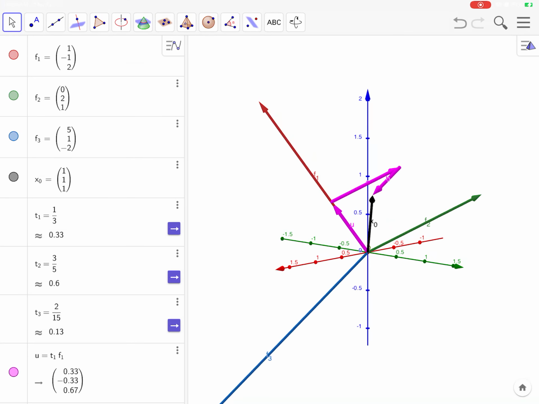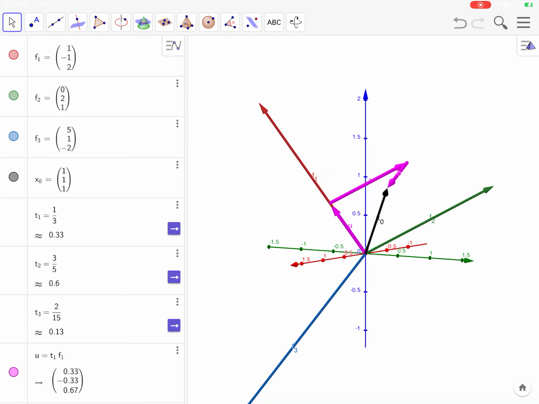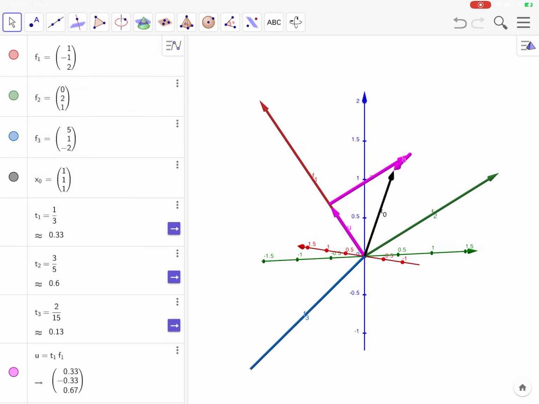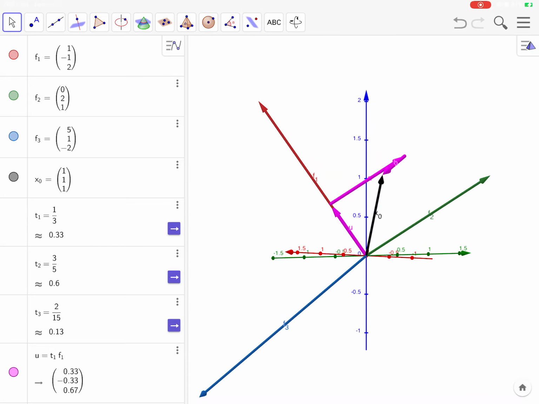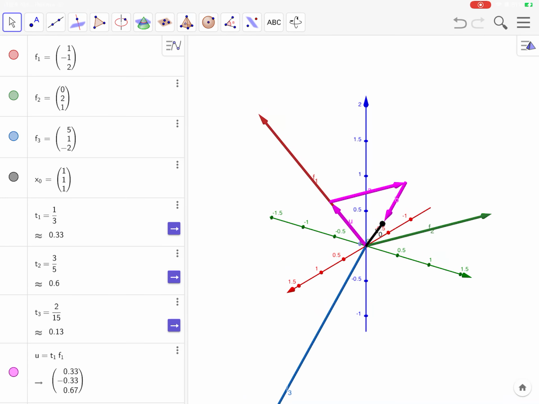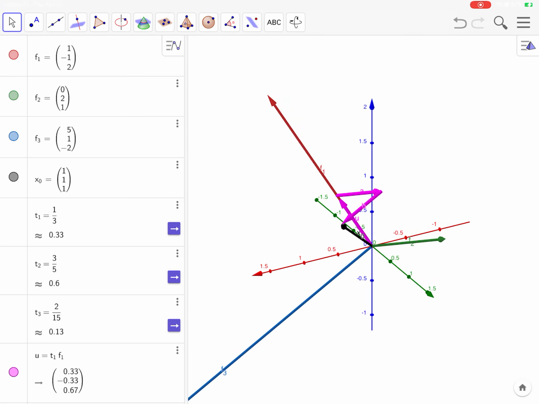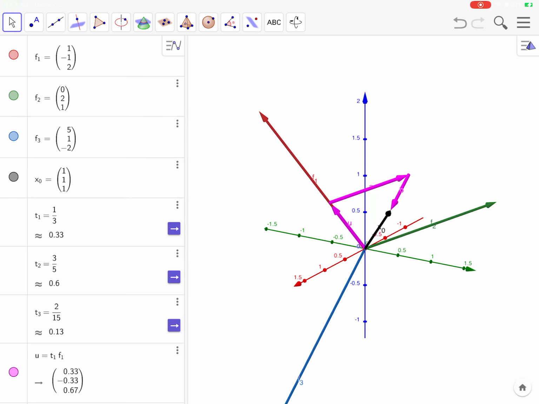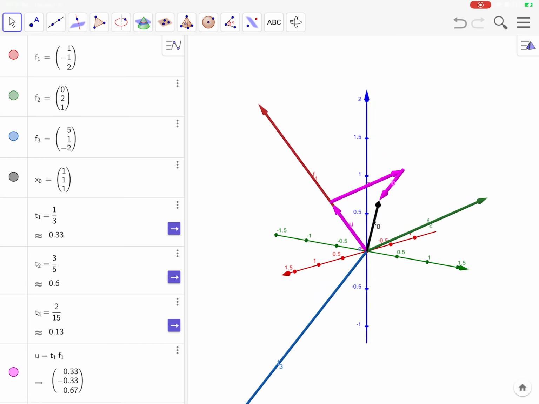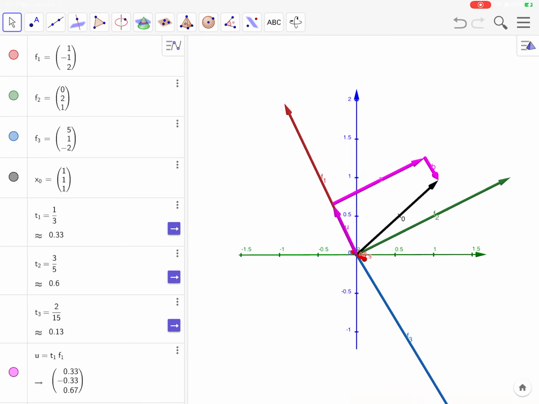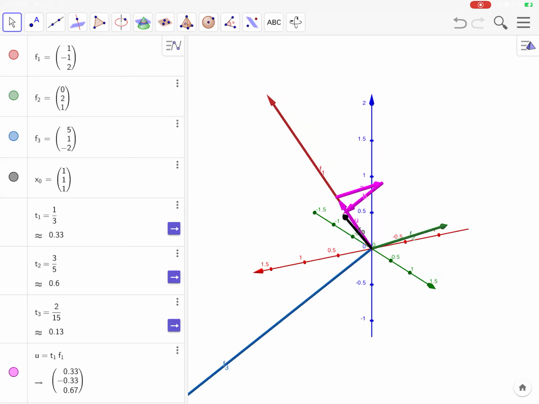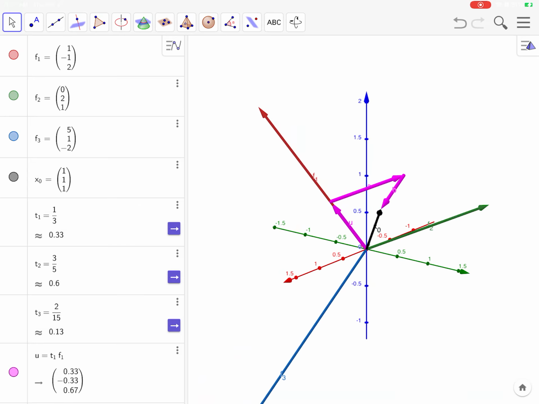So we're going to come to GeoGebra here. Just to orient you to what I have, we've got 3 vectors, F1, F2, and F3. Those are the red, green, and blue vectors respectively. And the problem here is, given a vector x, and our vector x is the black one in the middle, notice that vector x is at the point 1, 1, 1 according to the standard basis, the coordinate system that you see here.